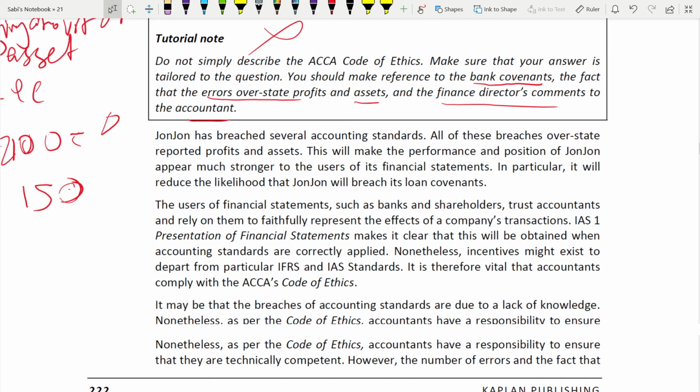How do you start? You start by saying whether the company is breaching the accounting standards or not, whether they are breaching one standard, two standards, or all the standards. So you start any ethical answer by this line, that the company is breaching accounting standards. In this case, the company has breached several accounting standards. This is your first line. This is how you build up your ethical answers. Breaching accounting standards is unethical.